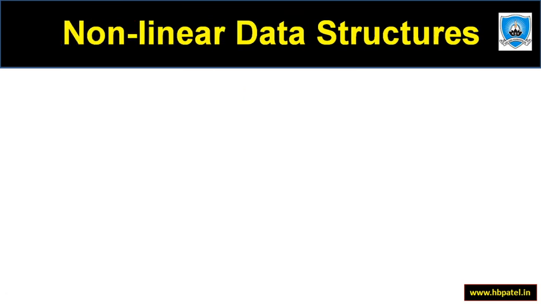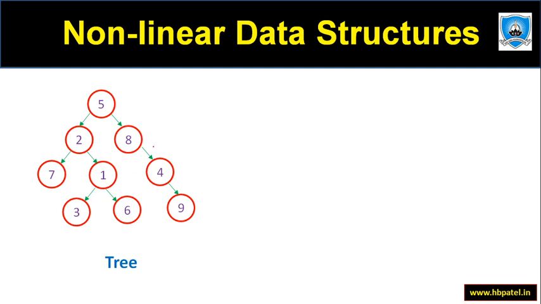Now let us move forward. Let us take non-linear data structure. So there are two basic examples over here. First one is tree. In tree, you are having a node on the top. Sometimes they call it a root node, and from that root, there are multiple nodes coming out. So there is a link between 5 and 2. There is another link between 5 and 8. Then from 2 we have two links to 7 and 1. From 1 again there are two links to 3 and 6. So this is a tree.